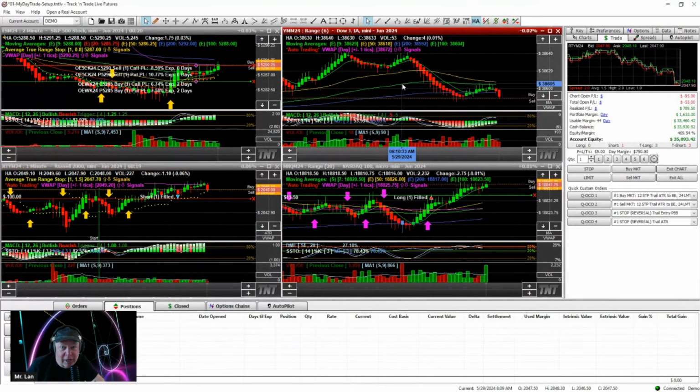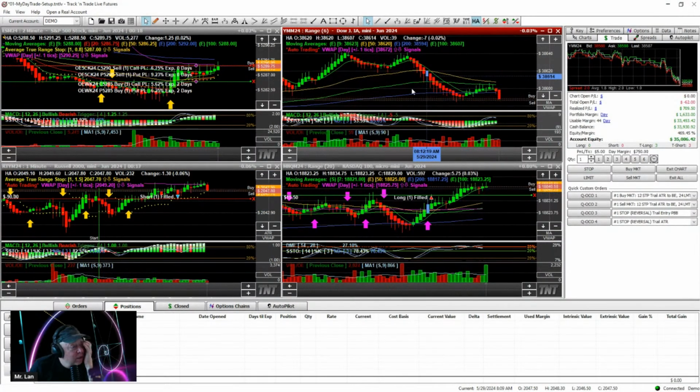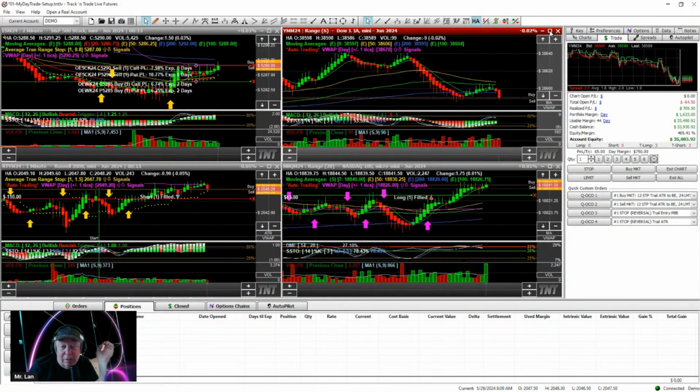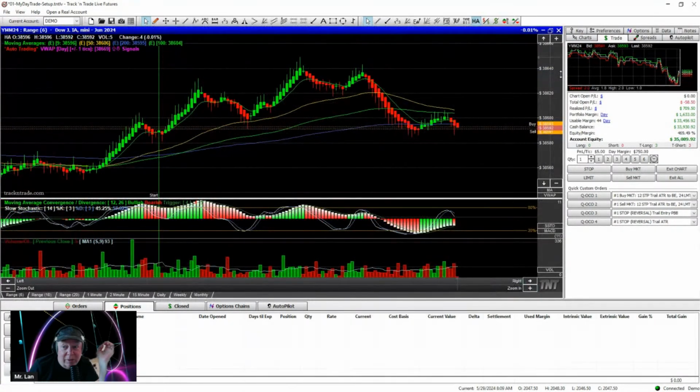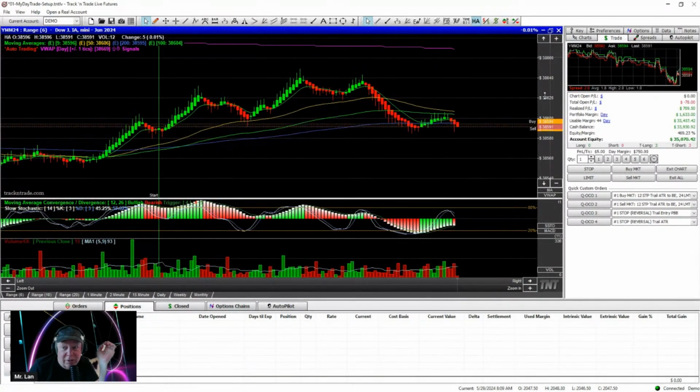Look at how beautiful the Dow's doing. The Dow's been the greatest market lately, hasn't it? Holy cow, the Dow's been doing really well. The Dow has been such a beautiful market the last few days.